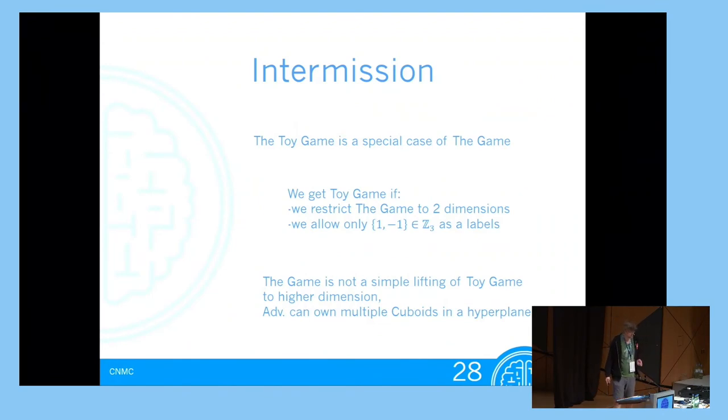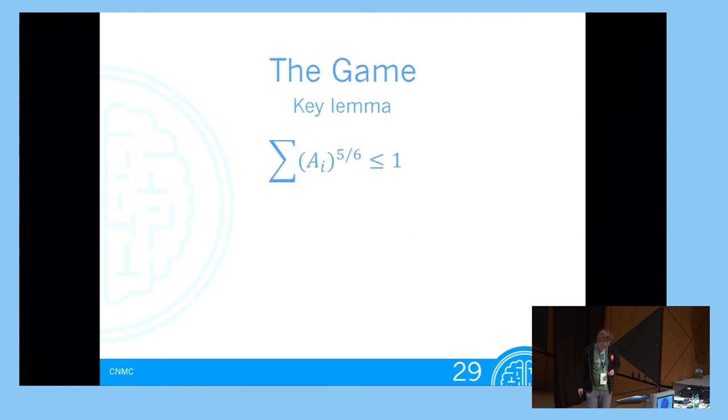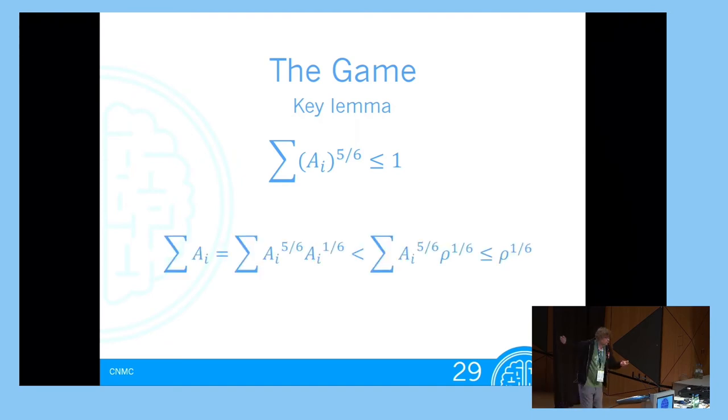But it's still impossible if the threshold is very low. So the key lemma is this. Instead of 1/2, we've got 5/6. It comes from the dimension. And the proof goes very much similarly.